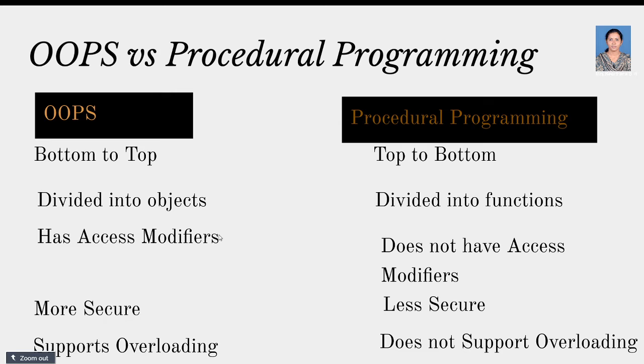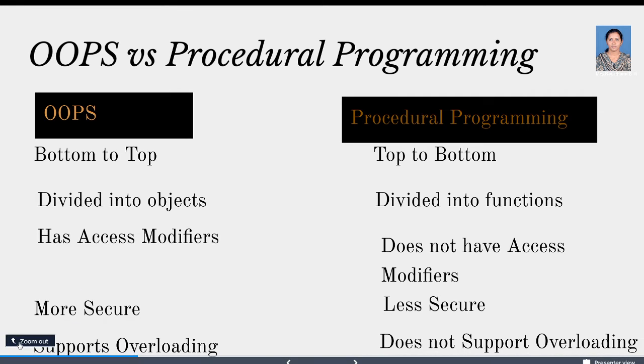And in object-oriented programming we have a concept called access modifiers. The use of an access modifier is that we can define the scope of a variable. Fine. And this concept is not available in procedural programming language. Since in object-oriented programming we are using objects and classes, it is more secure. The security is high, whereas in procedural language anyone can make use of the code that is written, so it is less secure. And object-oriented programming supports overloading, but procedural programming does not support overloading.